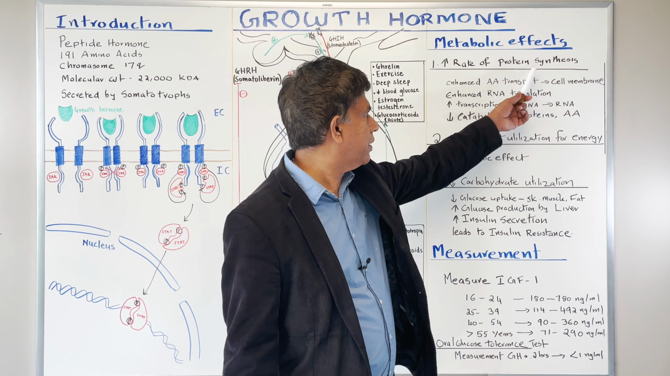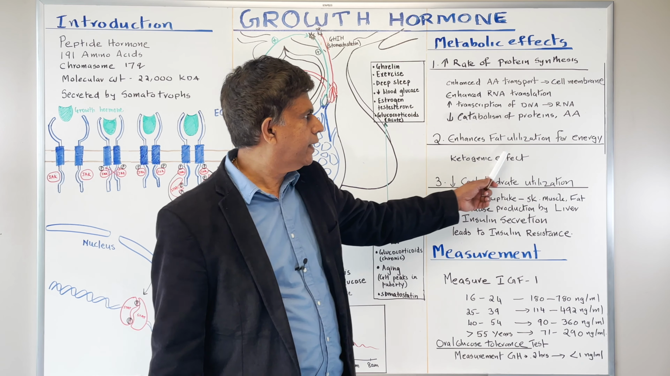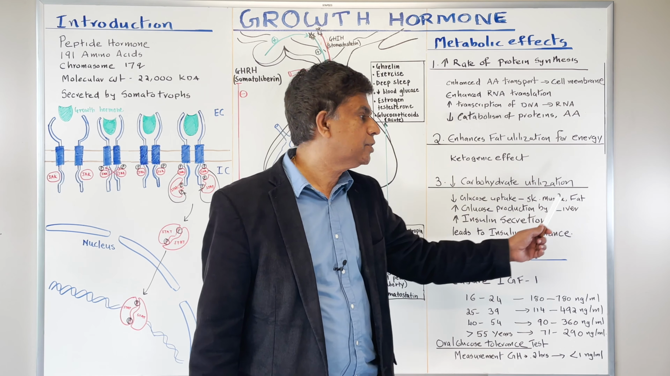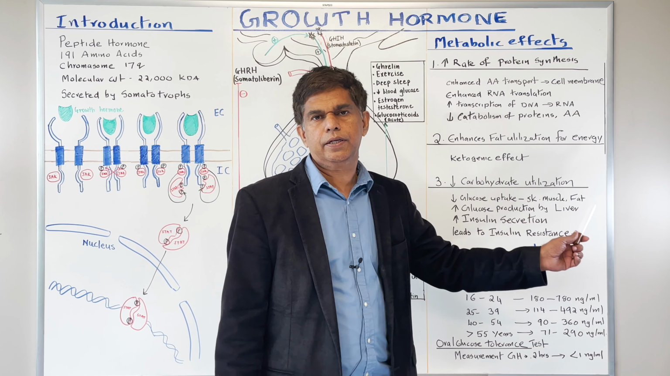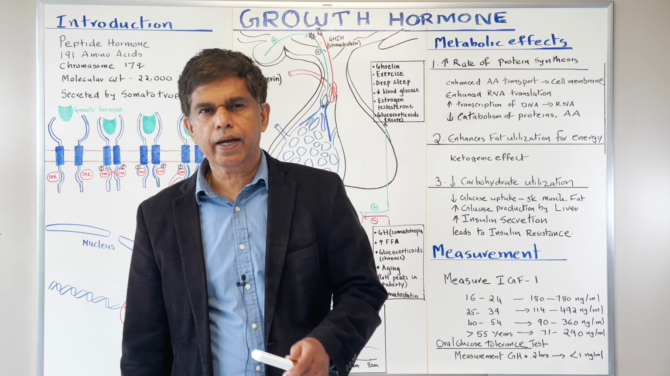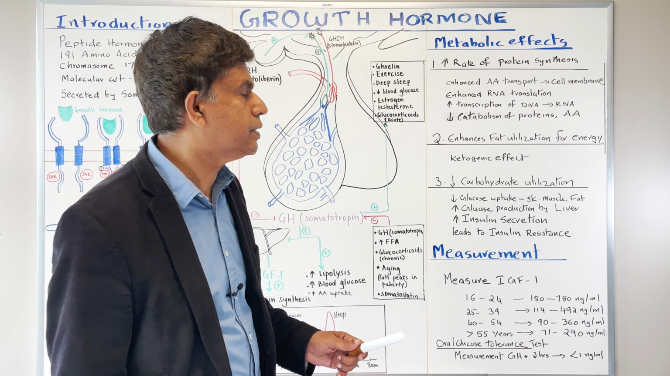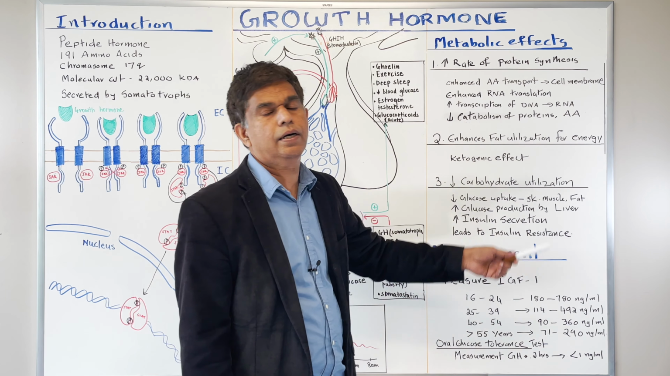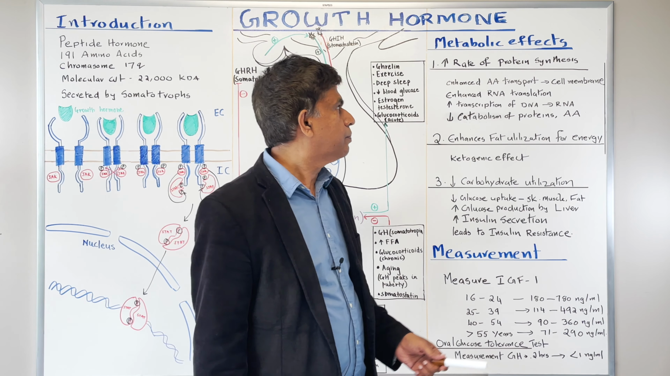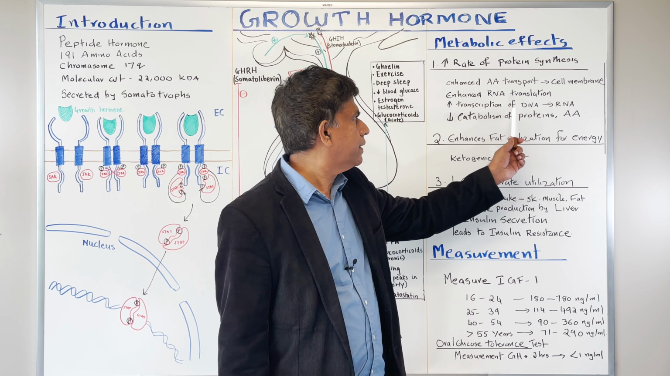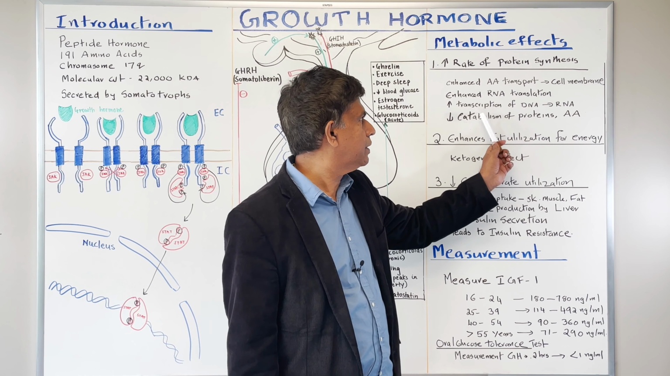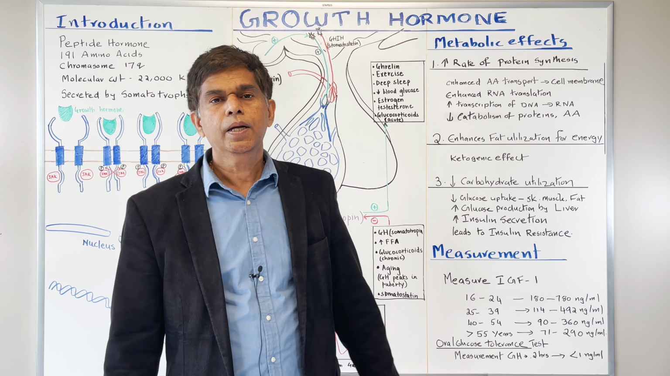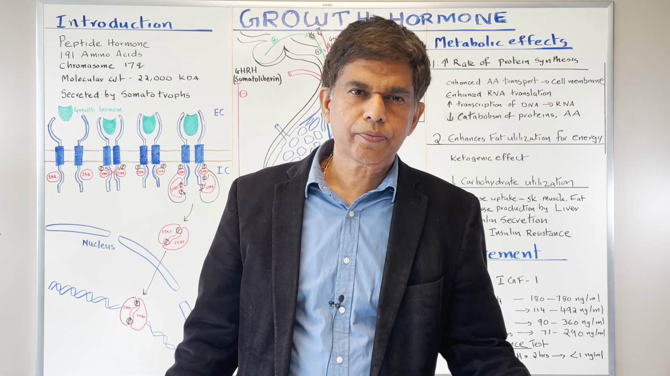One is the increased rate of protein synthesis. Number two, it enhances fat utilization for energy and decreases carbohydrate utilization. Those are the three main mechanisms. Now let's look at each one separately. So, increased rate of protein synthesis: enhanced amino acid transport for protein synthesis, enhanced RNA translation, increased transcription, and decreased catabolism of proteins and amino acids. All of them are required for protein synthesis.